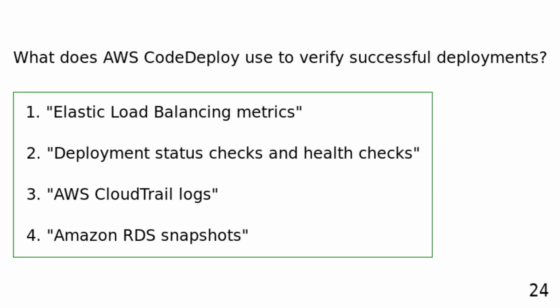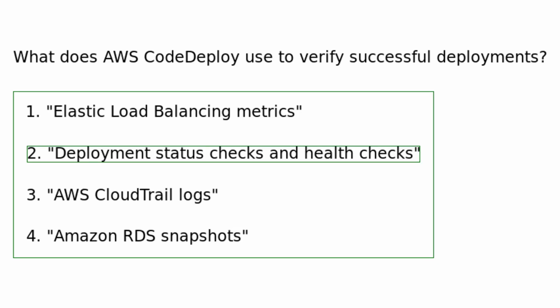What does AWS CodeDeploy use to verify successful deployments? Elastic load balancing metrics. Deployment status checks and health checks. AWS CloudTrail logs. Amazon RDS snapshots. AWS CodeDeploy verifies successful deployments using deployment status checks and health checks configured during deployment.